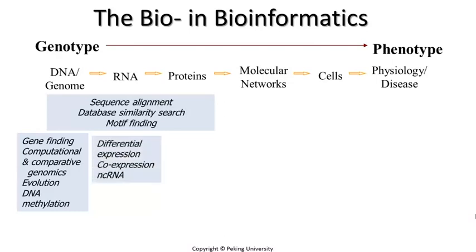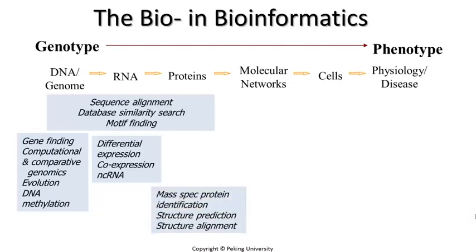At the level of RNA expression, we often need to find out which genes are differentially expressed between two organs or tissues, between tumor and normal tissues, or between two different developmental stages. At the level of proteins, how do you identify the expressed protein from mass spec data? Proteins do not exist in a linear form in nature. Instead, they're folded into beautiful three-dimensional structures in nature. How can we predict the three-dimensional structures of a protein from its sequence?